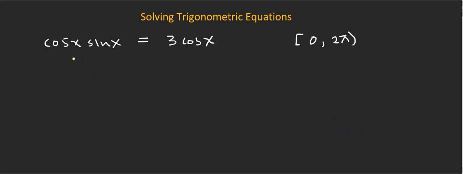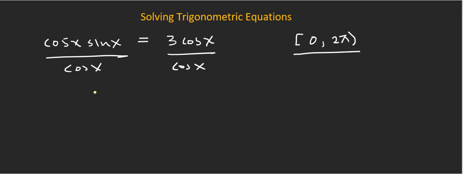Okay, let's take a look at this example. Cosine x, sine x equals 3 cosine x. And now we have a restriction. So the answers you get have to be from 0 to 2 pi, where you include 0, but you don't include 2 pi. So now, this is where the common mistake will happen. Some of you are going to divide both sides by cosine x, thinking that you're going to get sine x equals 3. But when you do that, first of all, this is not mathematical, because when you do that, you lose one of the answers. So please be careful not to divide by the variables.